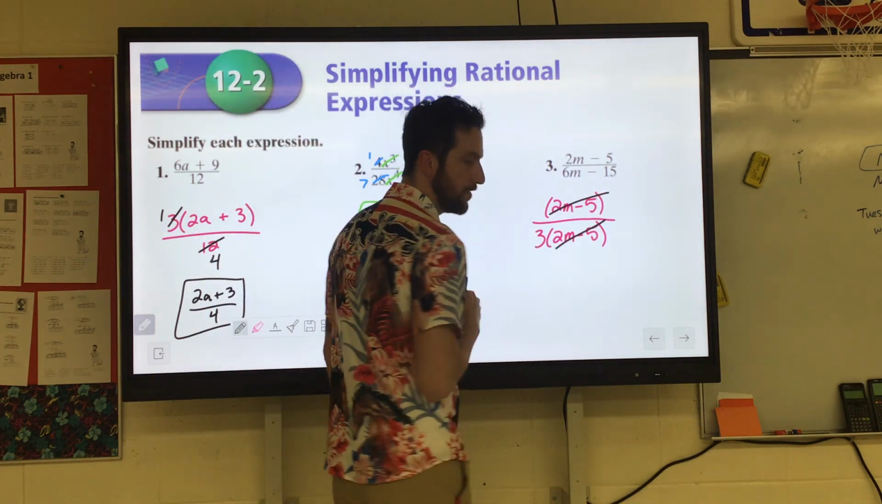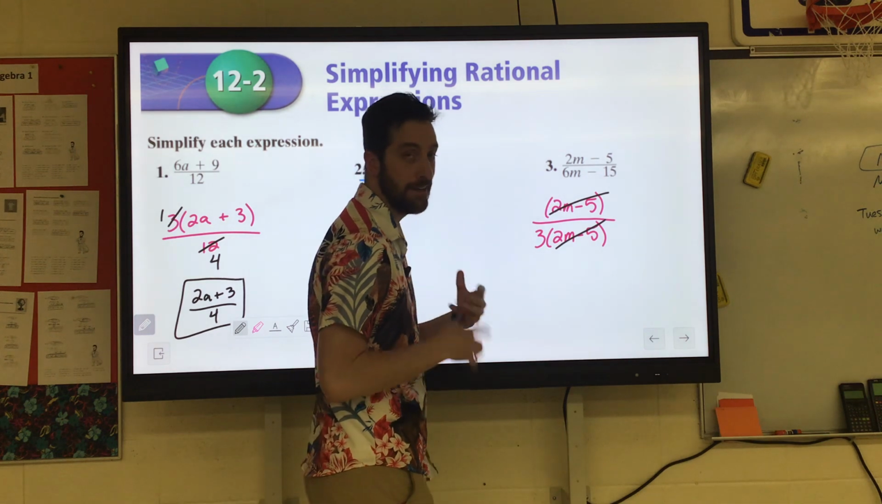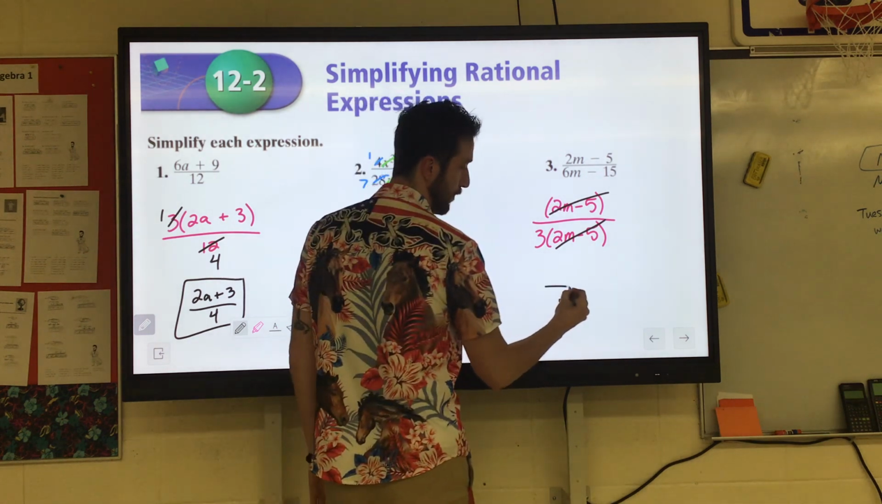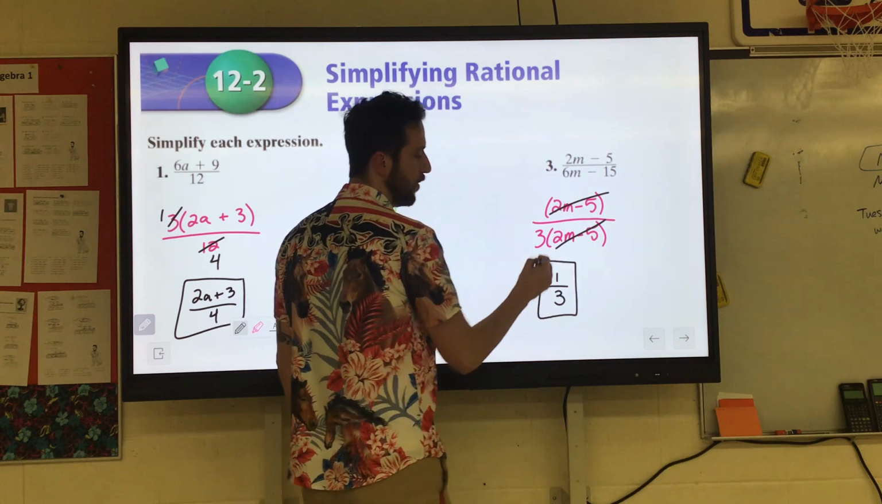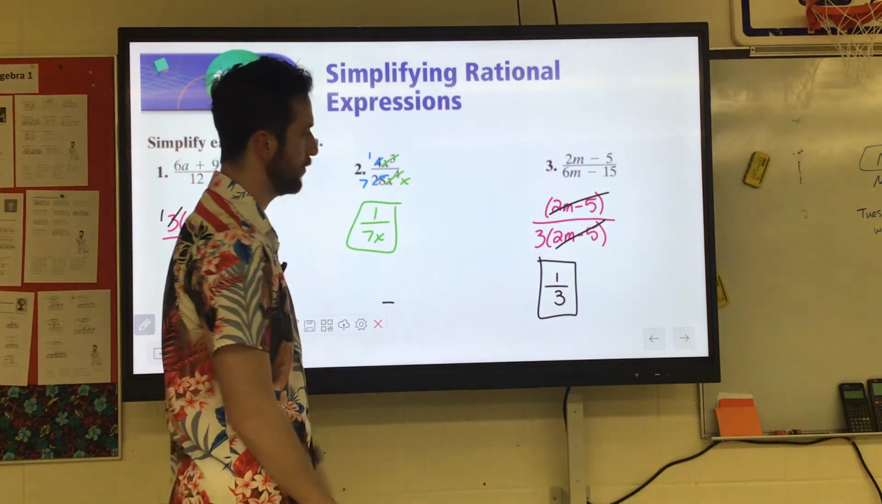Now, someone's going to see this and they're going to be like, 3. The 3's in the denominator, though. So if everything else canceled out, you do have to put a place filler of 1 in the numerator. So be careful.